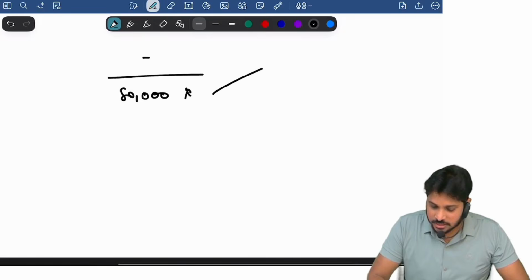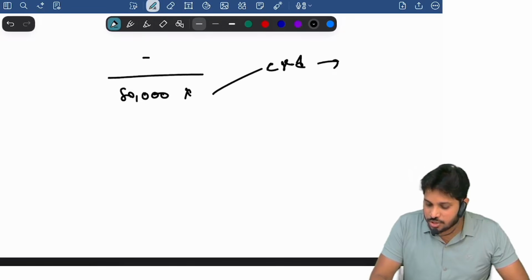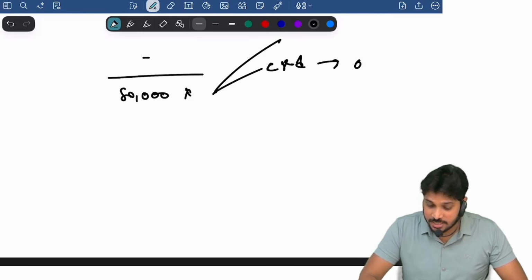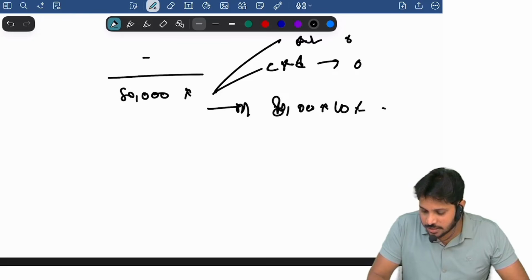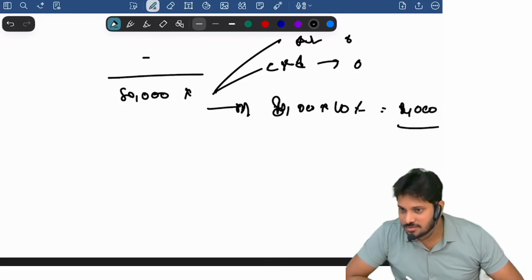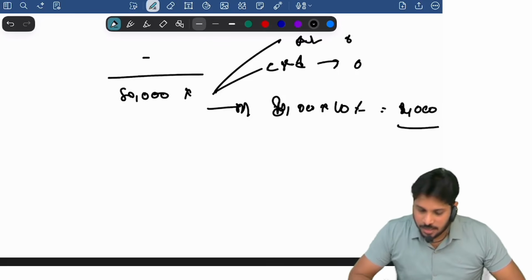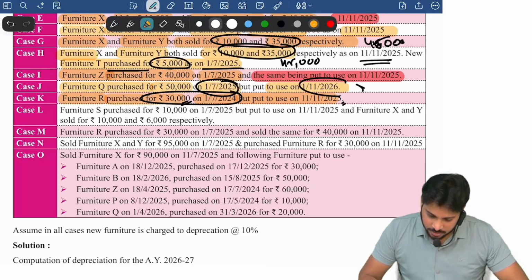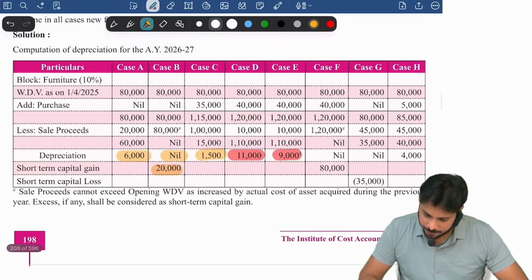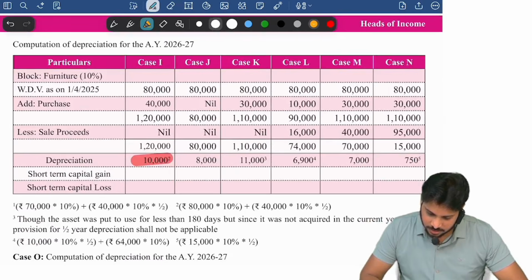Now on this, is there any asset which is purchased and used for less than 180 days? 0. Is there any asset purchased but not used at all? 0. Balancing figure 80,000 into 10% is equal to 8,000. That's it. What's the depreciation? Did they give some other information? Case number K, right? Case number K. What is the depreciation?